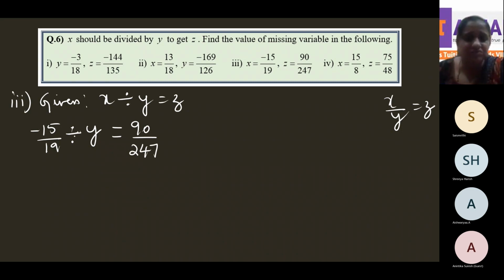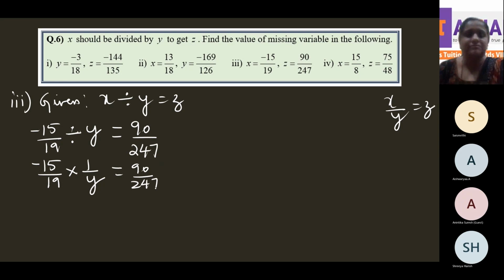Now, whenever you have this division sign in an equation, the first step, immediately in the next step, what you have to do: get rid of the division sign. That is, change division to multiplication and write the next fraction as its reciprocal. So write minus 15 by 19 as it is. Division becomes multiplication. Now the fraction following the division sign, which is y, y is y by 1. So its reciprocal is 1 by y. Write the others as they are, 90 by 247.